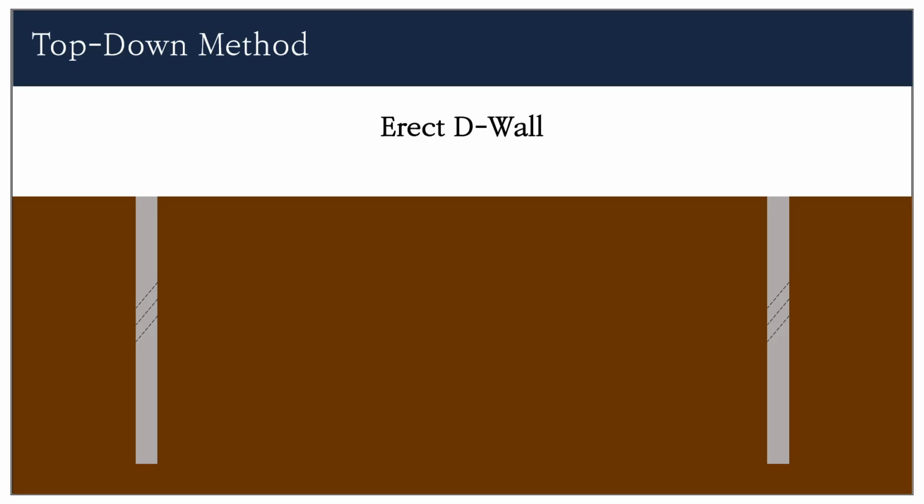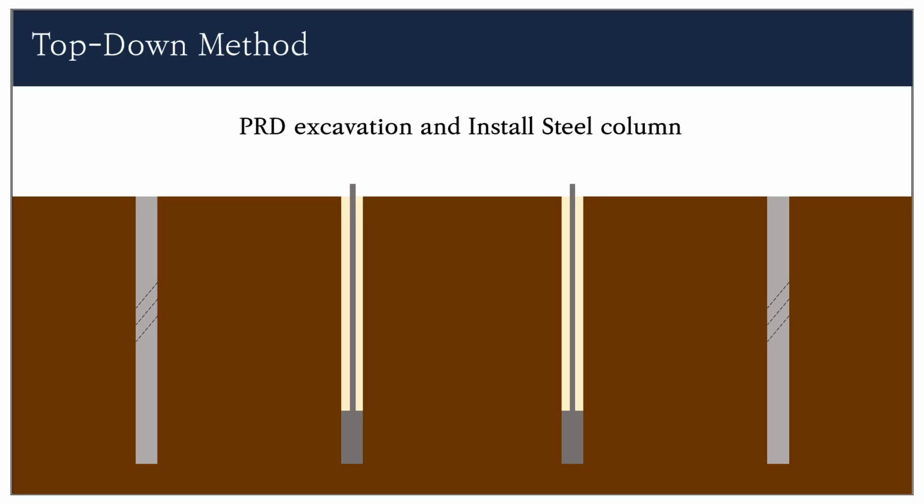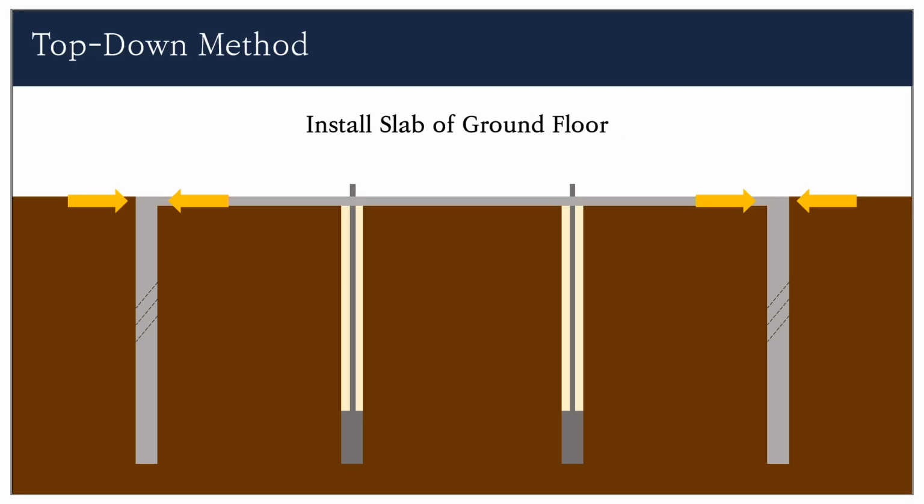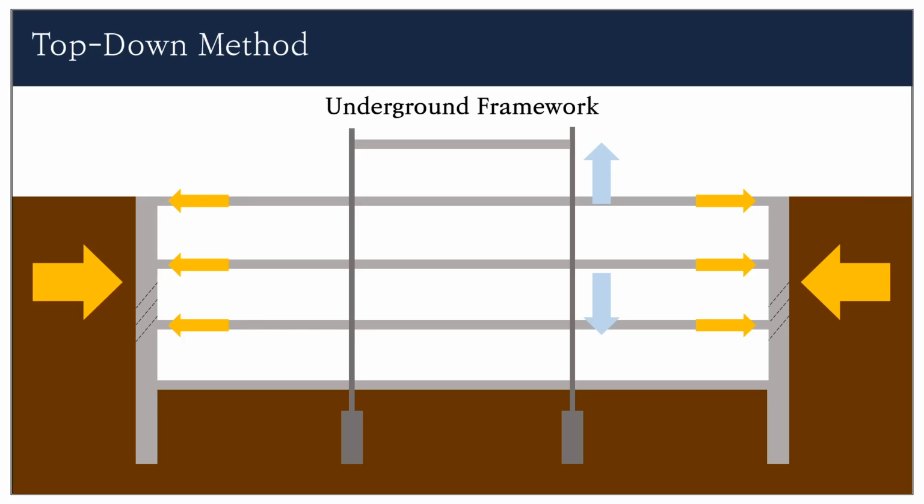Top-down method sequence is as follows. First, erect the outer wall, the wall for the Seoul Metropolitan Government project, to prevent earth pressure and water pressure, and install the steel column. After that, install the ground floor slab. And the ground and underground frameworks are carried out simultaneously.